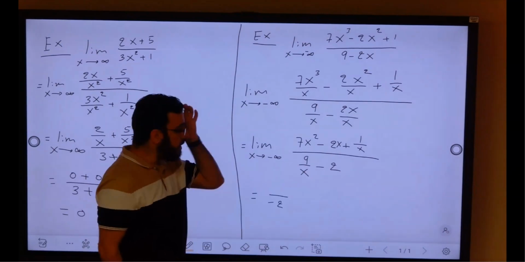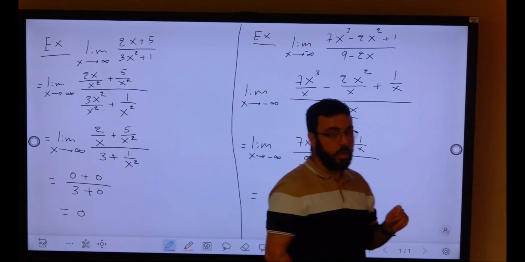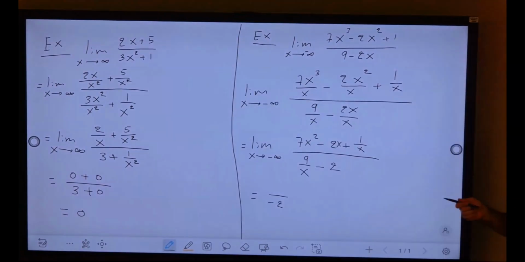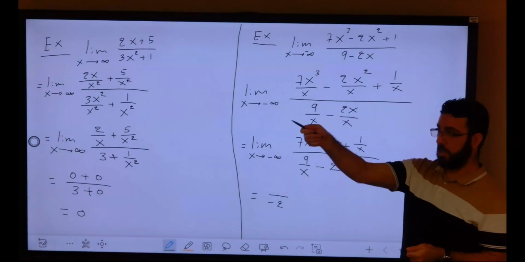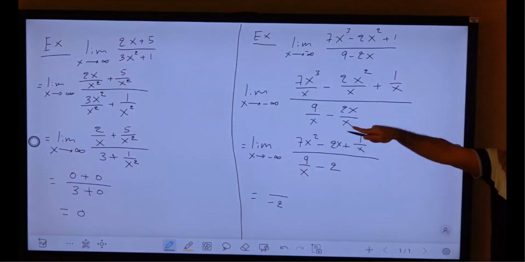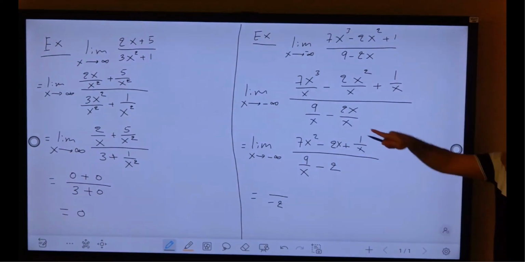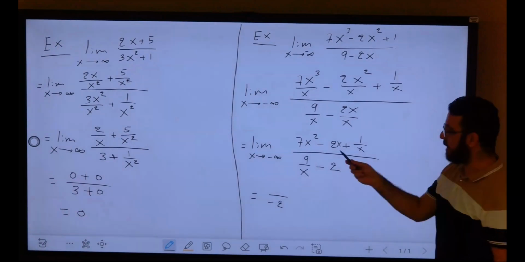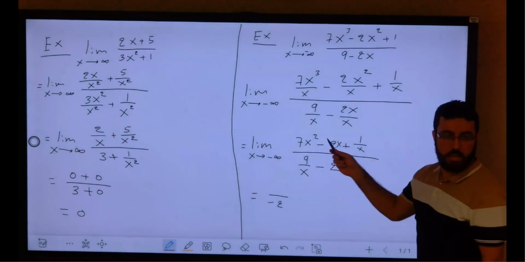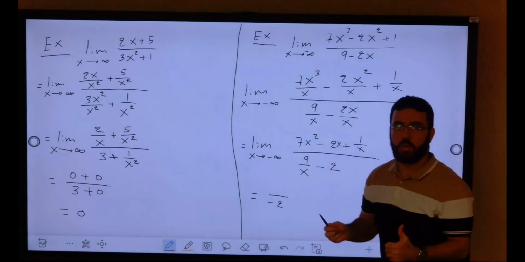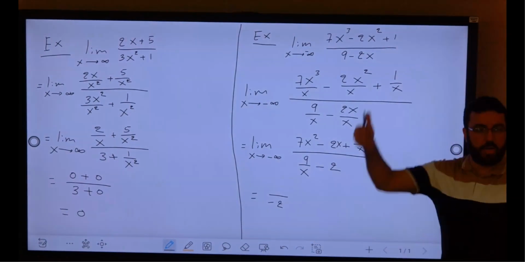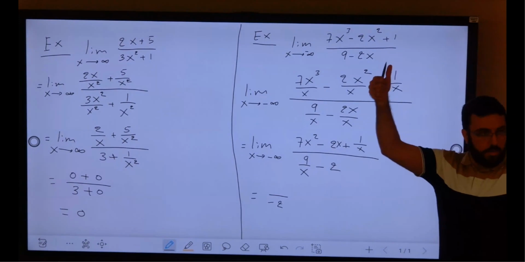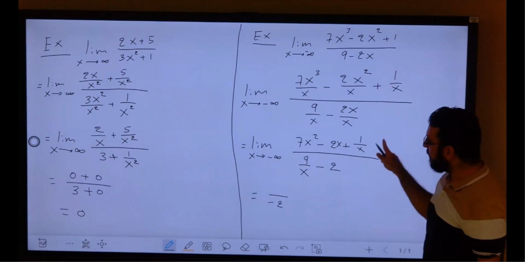Now let's check the top. On the top, it's a polynomial, so I'm going to follow the highest exponent. Where is the highest exponent? It's 7x squared, and I already know it's positive. The limit, whether it's negative infinity or positive infinity, is going where? Going up. So that means the limit for everything here is what?